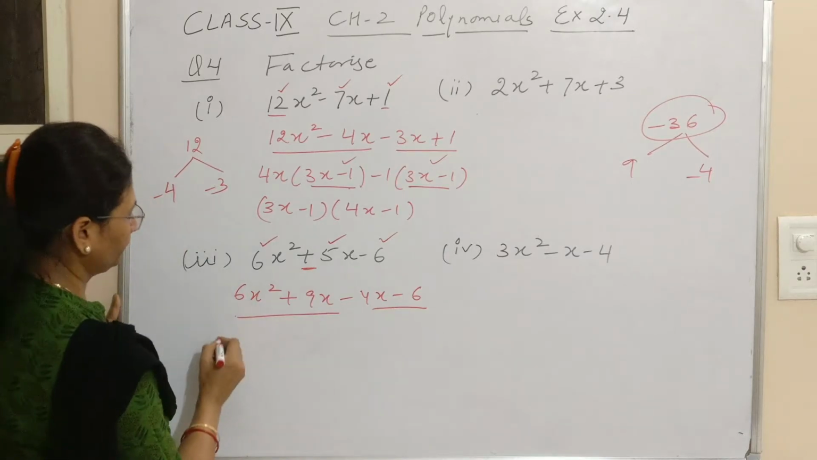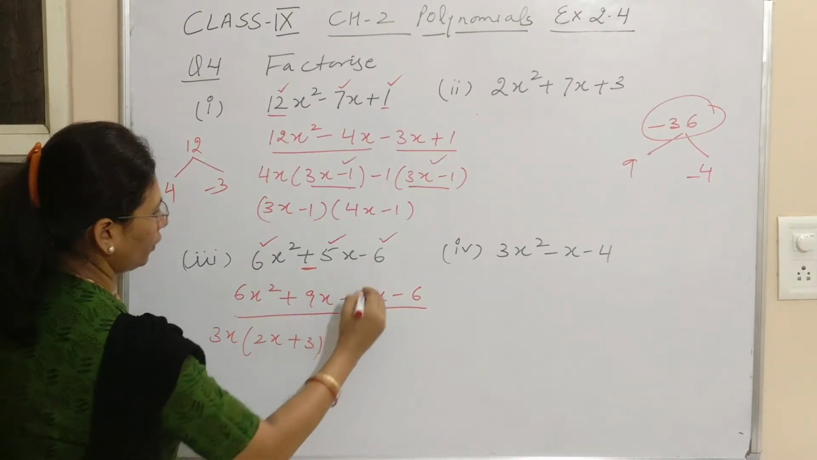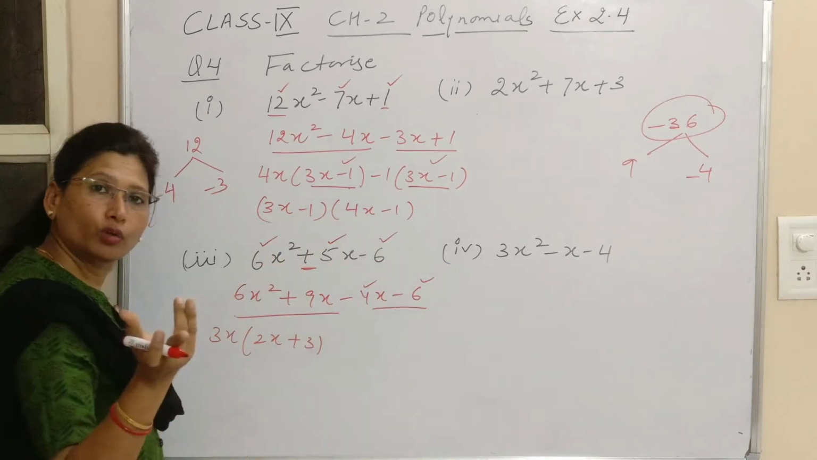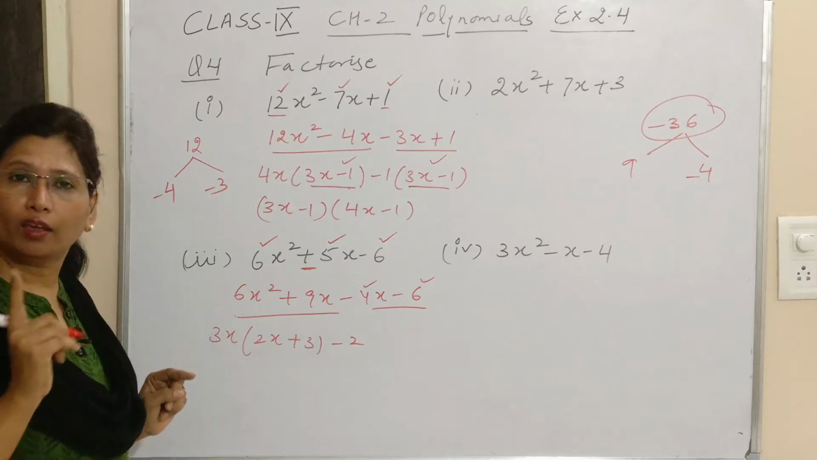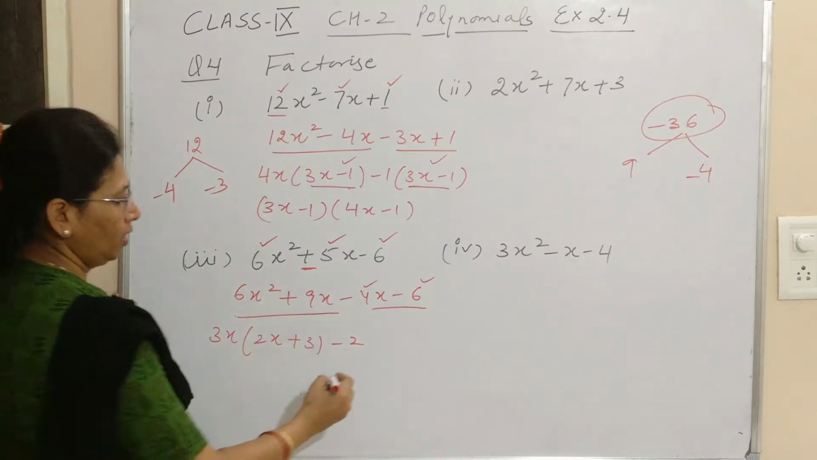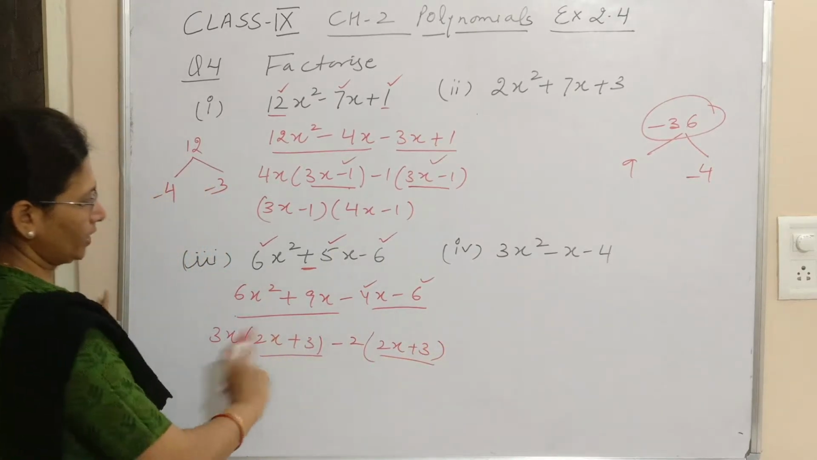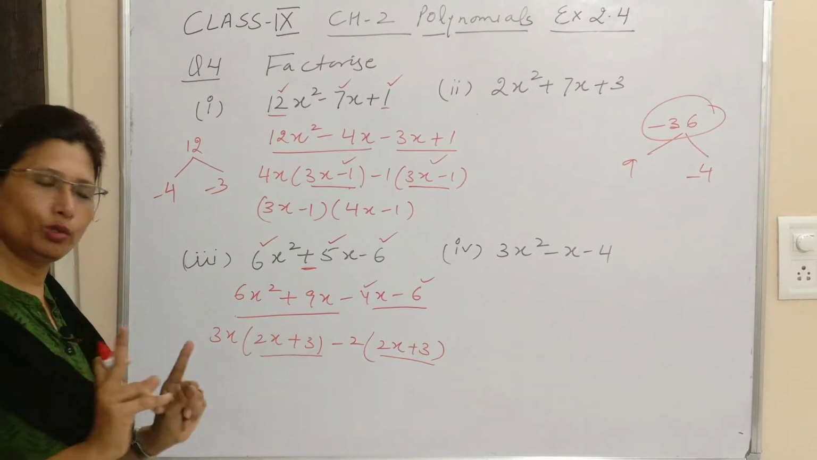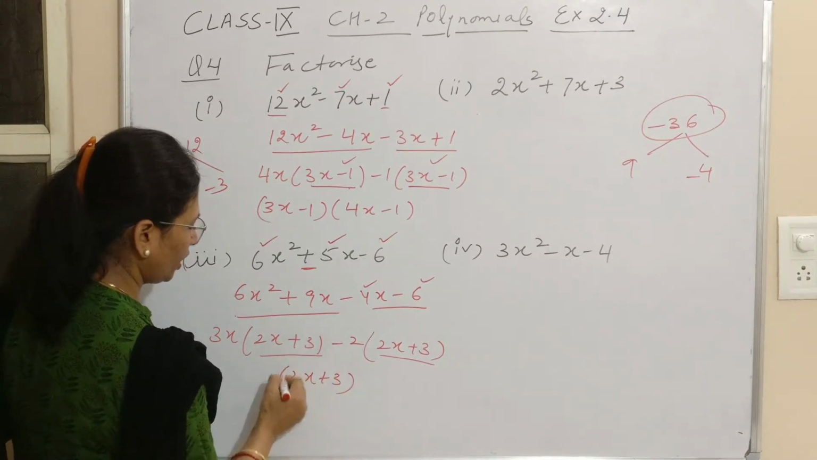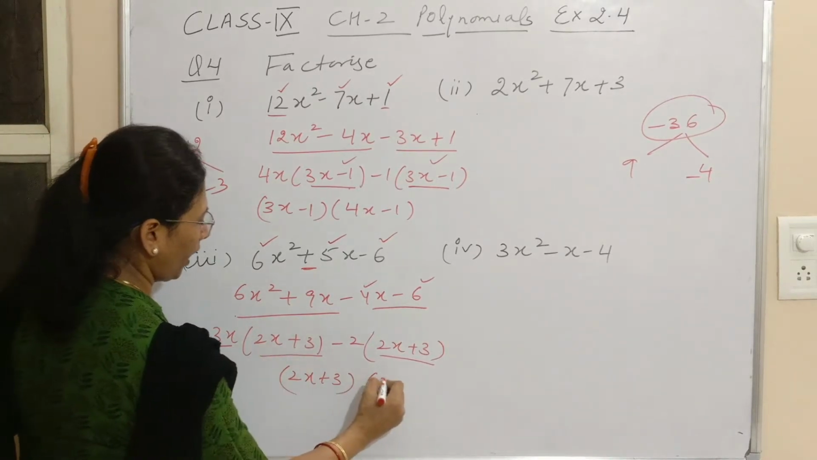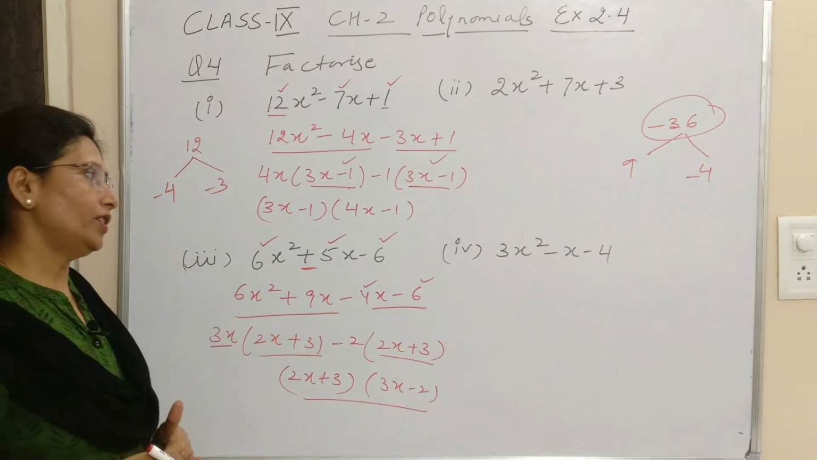Pair them up. 3x is common, 2x plus 3. Now 4 and 6, what can we take out common? 2, but minus 2. Always be very careful about handling the sign. So minus 2, what is left in the second term? This. So you can see this is coming the same, so our solution is perfectly on line. So 2x plus 3 can be taken common and 3x minus 2 is the second factor. So this is the factorization.